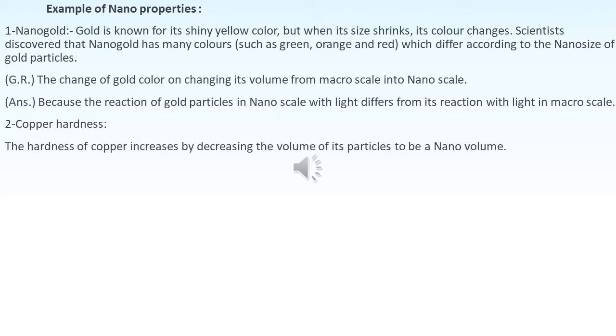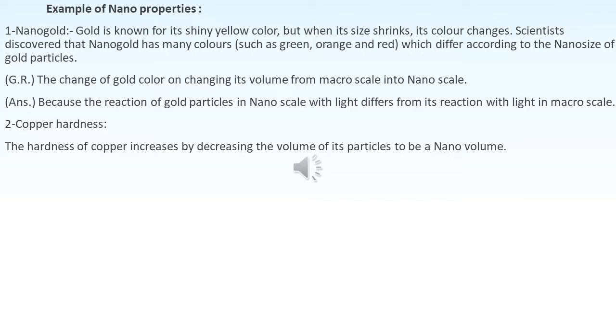Nanoparticles are very small particles, and when we break down these particles into smaller parts, we obtain new substances that have unique properties. For example, nano gold. Gold is known for its shiny yellow color, but when its size breaks down, its color changes.